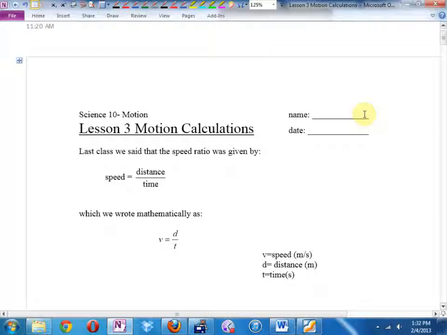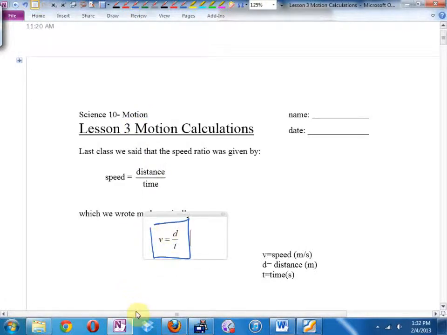We do use D for distance. Sometimes we use X for distance. I've done both with you, X as position or D as distance. T is always time. Time is a very, very important variable. So as an equation, we have this bad boy.